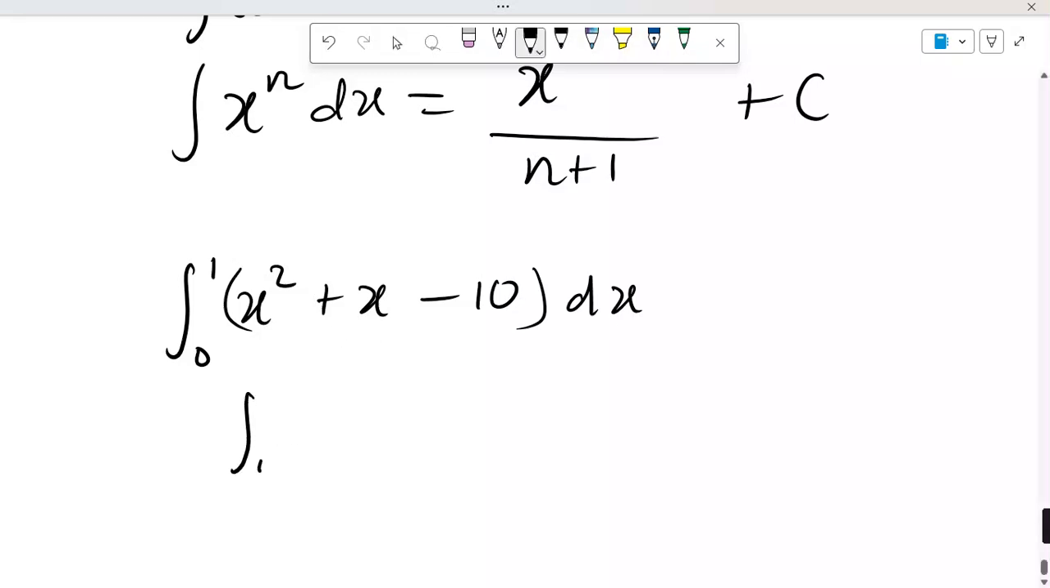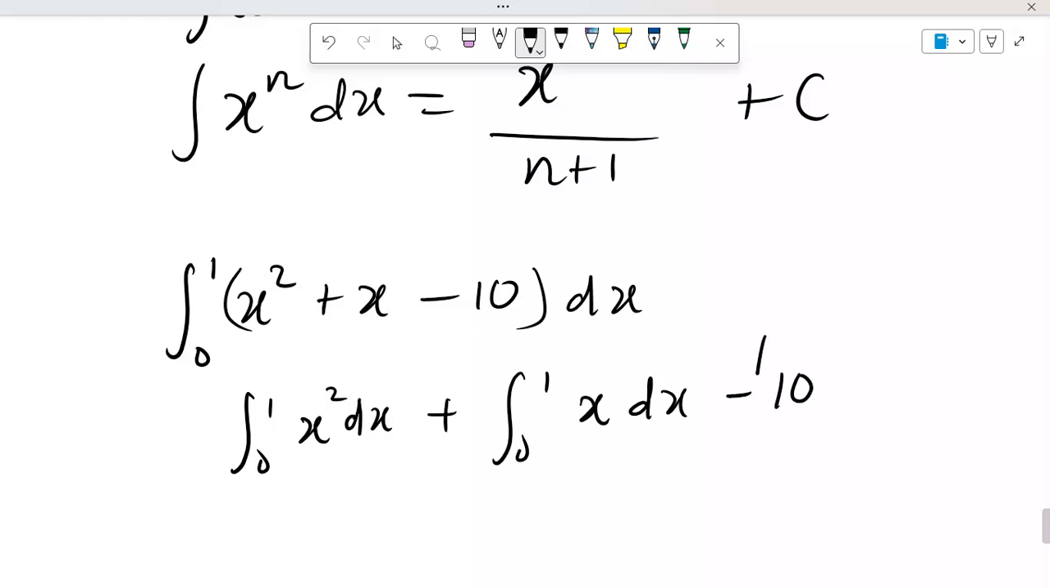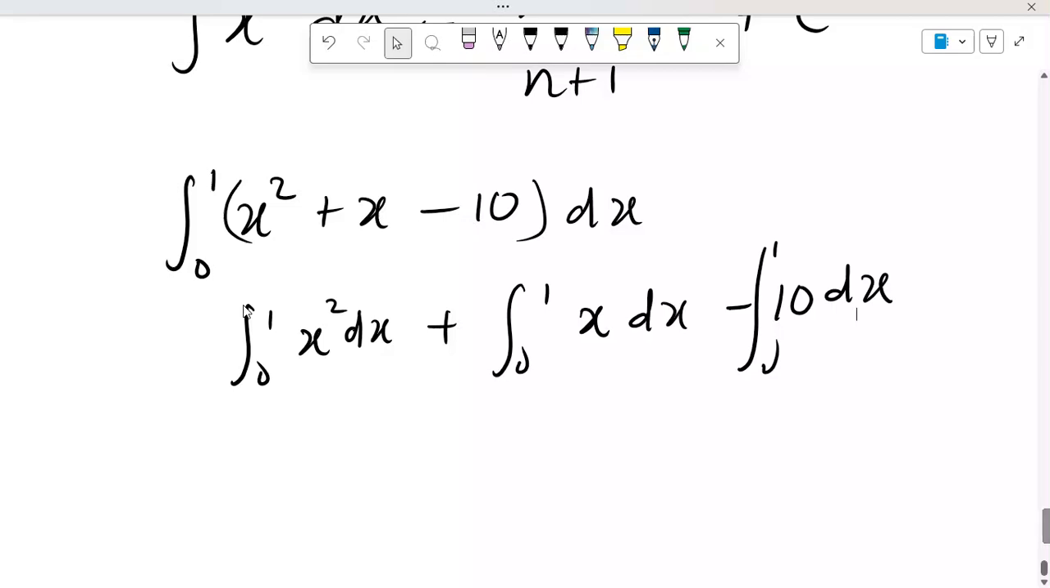So this is the same as the integral from 0 to 1 of x squared dx, plus the integral from 0 to 1 of x dx, minus the integral from 0 to 1 of 10 dx. This is what it means. Okay, so this is just a bonus question for you guys.